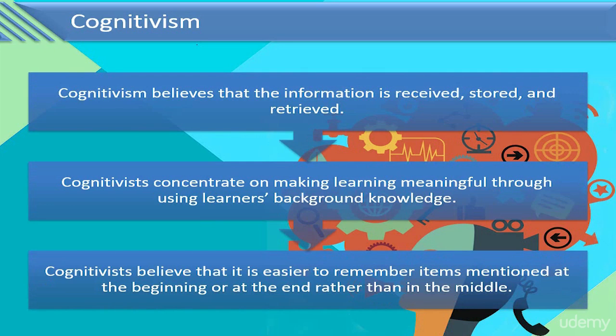When cognitivists design their courses, they focus primarily on the learner. As opposed to behaviorists who focus mainly on learning objectives, cognitivists concentrate on making learning meaningful through using learners' background knowledge. Cognitivists also believe that it is easier to remember items mentioned at the beginning or end rather than somewhere in the middle. Therefore, instructional designers who follow this theory focus on presenting the must-know or the most important content both at the beginning and end of the course.